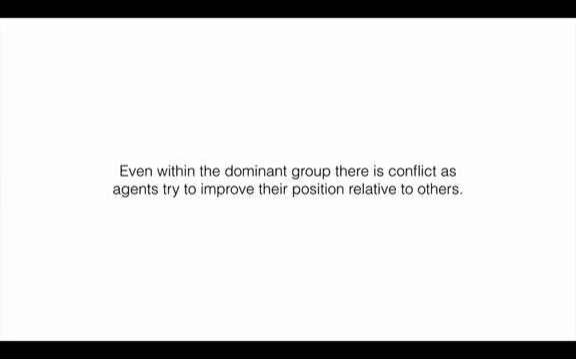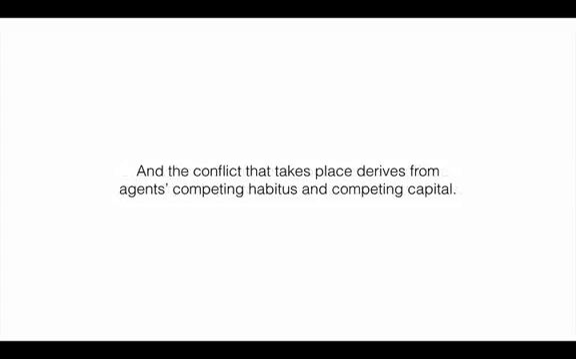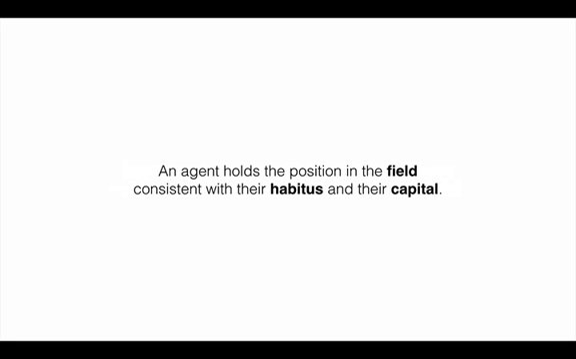Even within the dominant group there is conflict as agents try to improve their position relative to others. And the conflict that takes place derives from the agent's competing habitus and competing capital. An agent's actions either support the perpetuation of the social order or are directed at changing it. Essentially, the social order changes through their influence on the valuation and distribution of capital. An agent holds the position in the field consistent with their habitus and their capital. Agents attempting to protect their position are interested in perpetuating the existing distribution and valuation of capital.